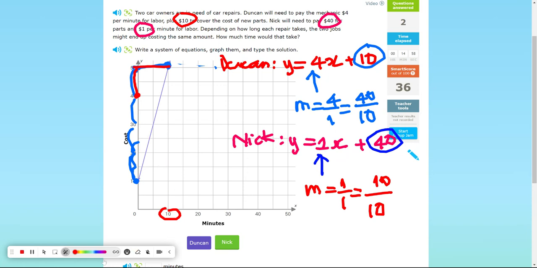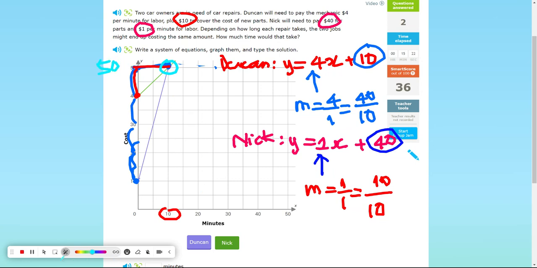Okay, so I switch my tool to Nick. Start at 40, up 10, right 10, and I'm done. Okay, so you can see they intersect at this value right here. Okay, when they spend 10 minutes, both of them pay $50.